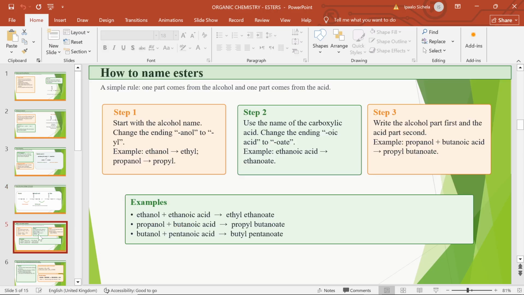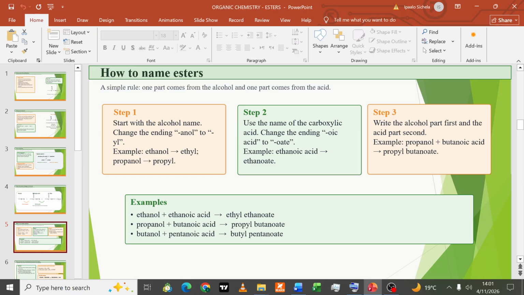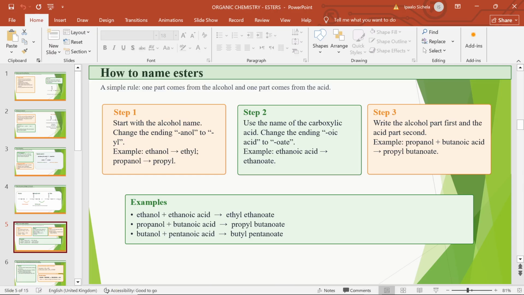So how do you name an ester? There are 3 steps involved in naming an ester. So step 1, for example, if we have a reaction, let me give you this example here. Ethanol plus ethanoic acid. Ethanol, we all know, is an alcohol. All alcohols end with anol, and ethanoic acid is a carboxylic acid. All carboxylic acids end with anoic.